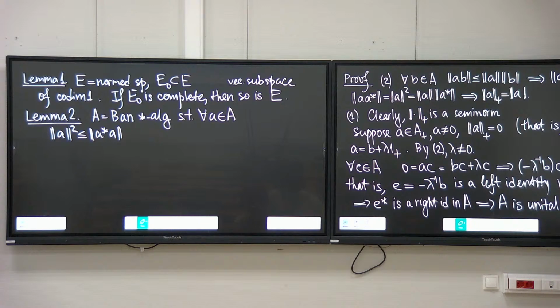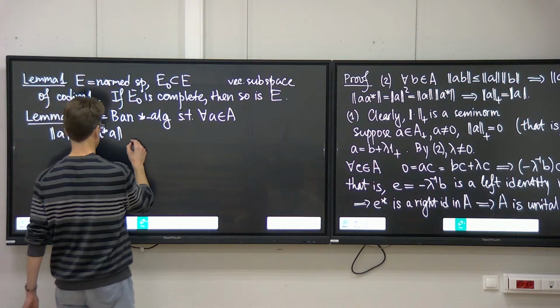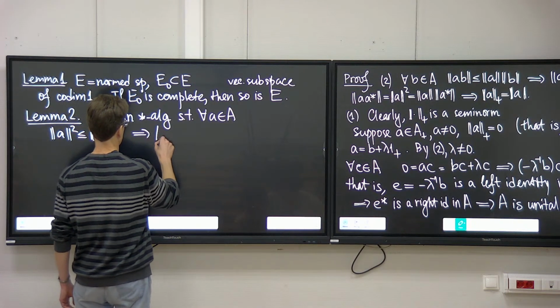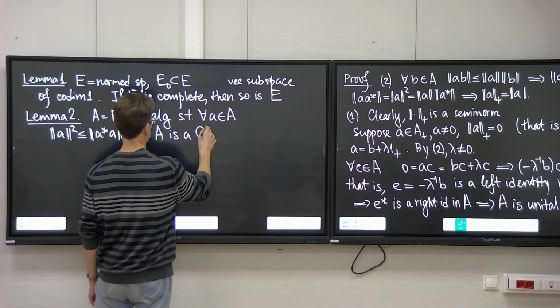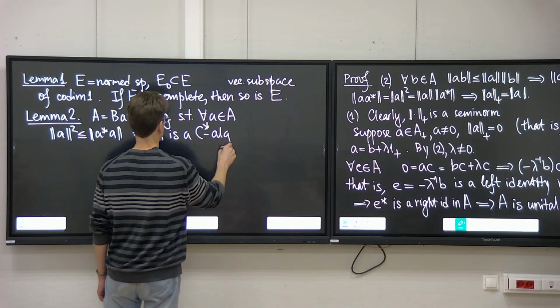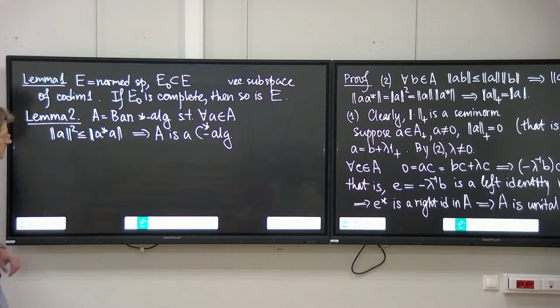I claim that A is a C-star algebra. In other words, this inequality implies both the fact that the involution is isometric and the C-star equality. So if this inequality holds for every element in A, then actually it is an equality. So these numbers are actually the same. It's a simple algebraic exercise, just a little calculation.